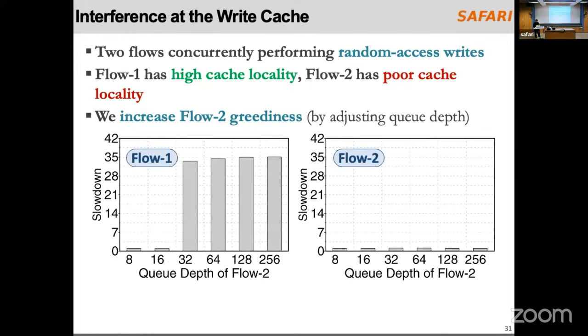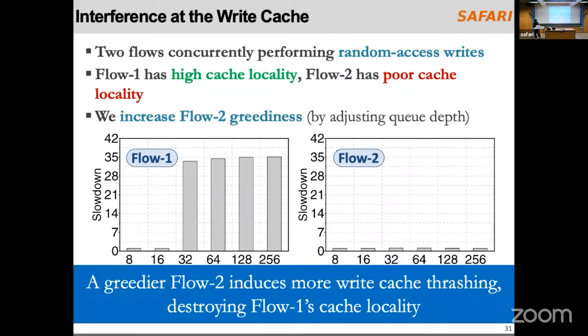Again, the flow one queue depth is fixed in all these experiments, and the queue depth of flow two is swept across different values. If we look at the slowdown, for smaller queue depths we see very little slowdown. But once the queue depth increases, we see the interference at the write cache. This is mainly because of cache thrashing, which destroys flow one's cache locality. Flow one doesn't have as much effect on flow two because flow one has a fixed queue depth, and the write intensity remains more or less the same.